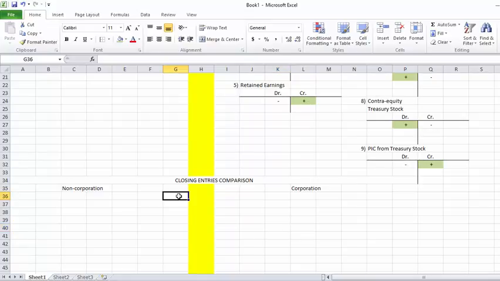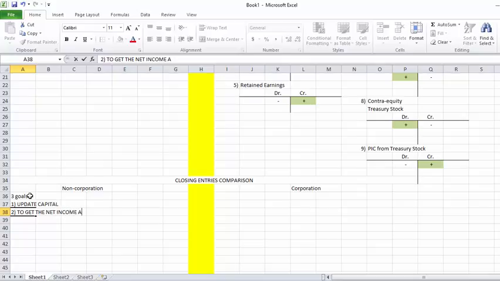So remember the point of closing entries. If you remember, in a non-corporation, we had 3 goals. Goal number 1 was to update capital. Goal number 2 was to get the net income amount, or net loss, to appear in the books. And remember, the books are the general journal and the general ledger. That's what we mean by the books.